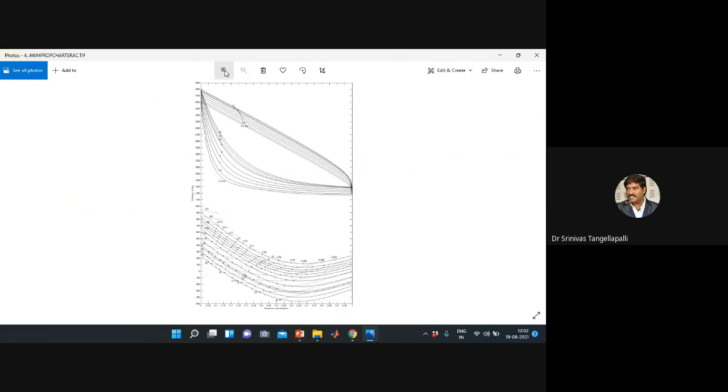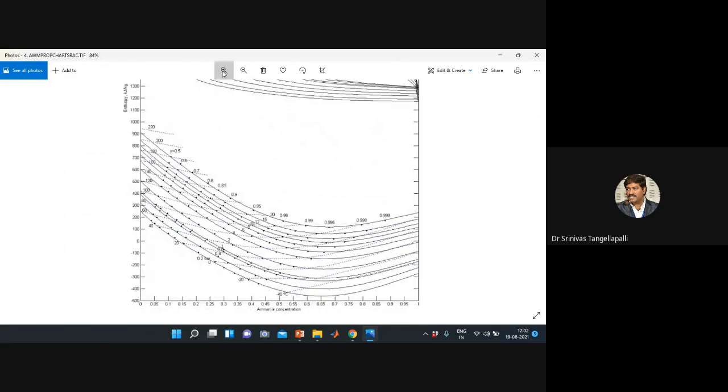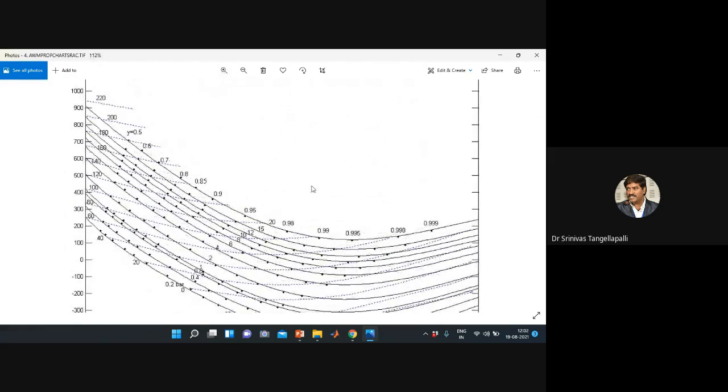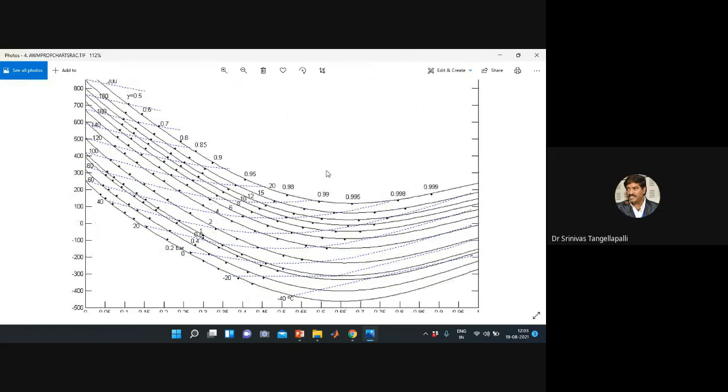Okay, are you clear about this drawing? Is it visible? Yes, sir. Okay. In case you are using chart or tables, you have to see according to the region: liquid region, vapor region, or liquid vapor mixture.